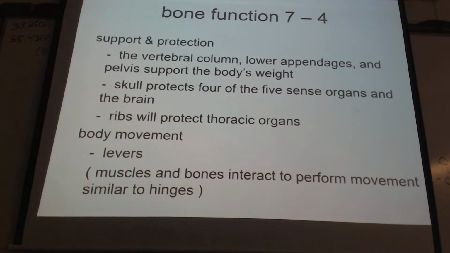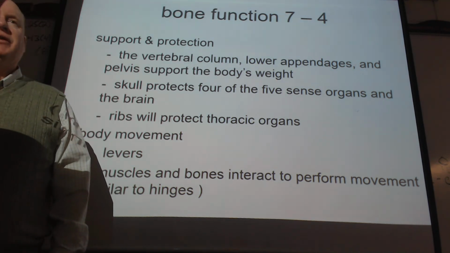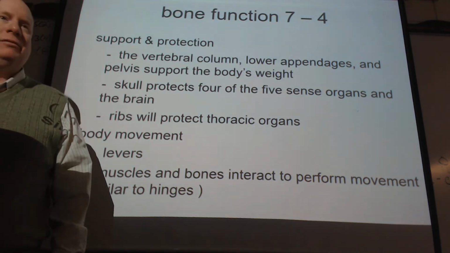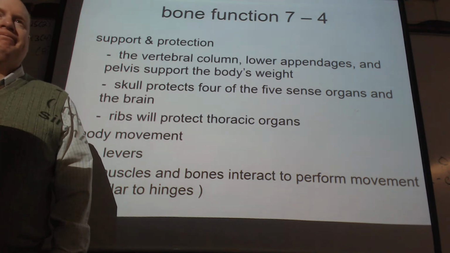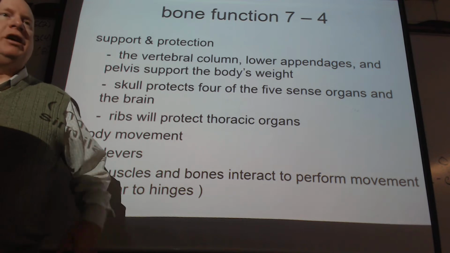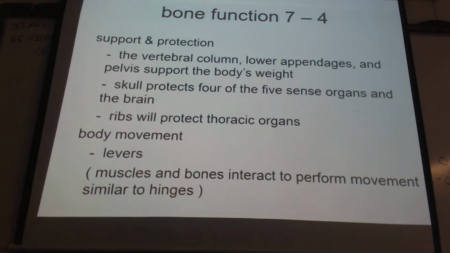So the ribs will protect thoracic organs. What's a thoracic organ? An organ found in the thorax. Two main ones, but two of them are together. You have a left and a right lung, and of course, your heart.